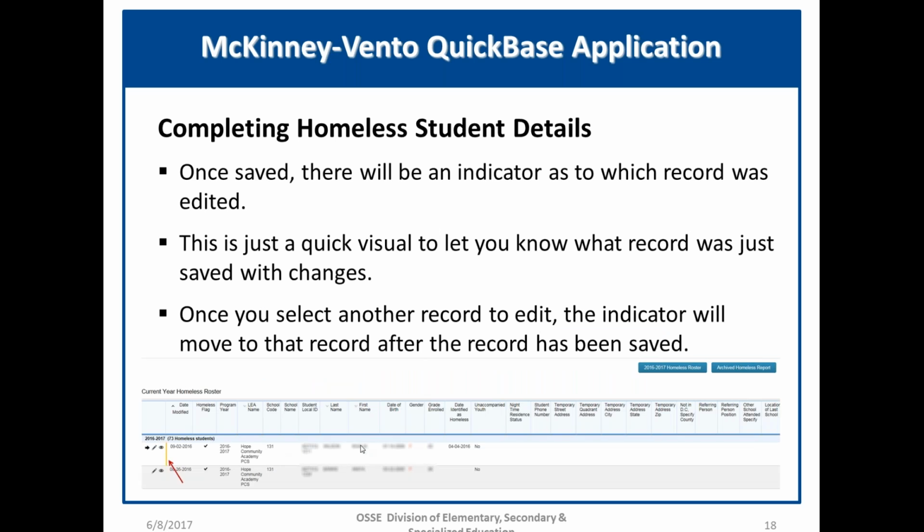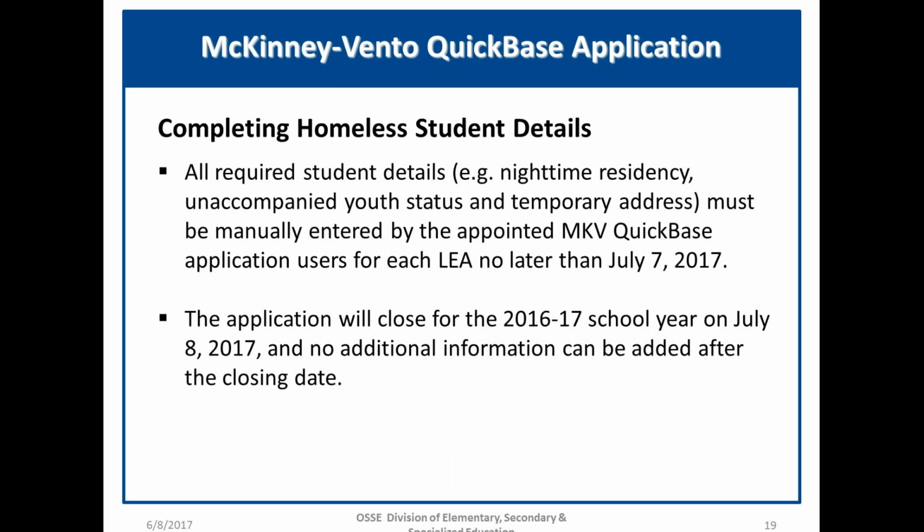Once you've edited the information for each student, then you'll see on the left-hand side of the screen where my arrow is that there will be a yellow line, and that lets you know that's the last student that you edited. So again, once you saved it, then that's a quick visual to let you know, oh, you just finished with John Brown, and you can move on to the next student. So look for that if you're not sure of which one you edited last.